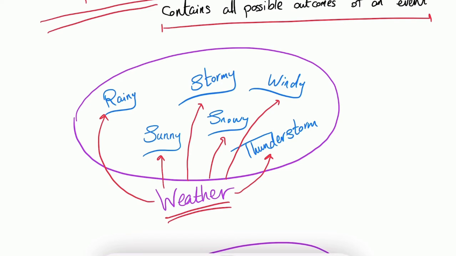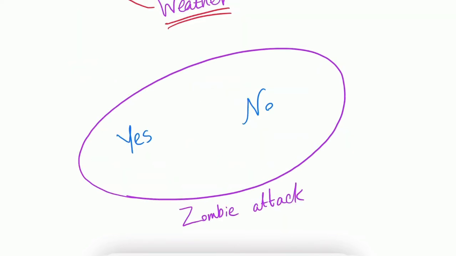As I said, the sample space depends on the context we're talking about. So it's not a fixed thing. It may vary depending on what we're talking about.